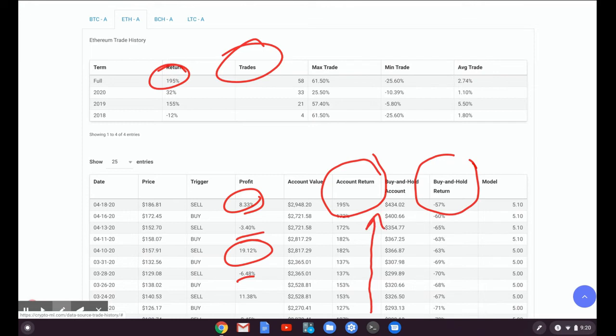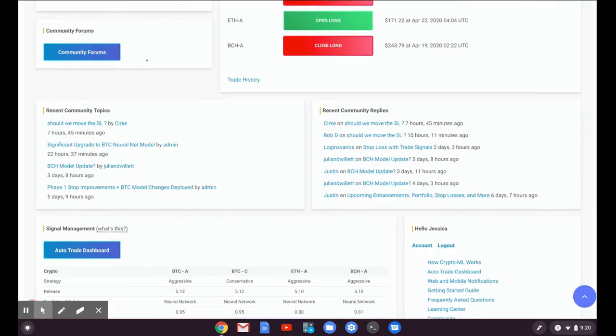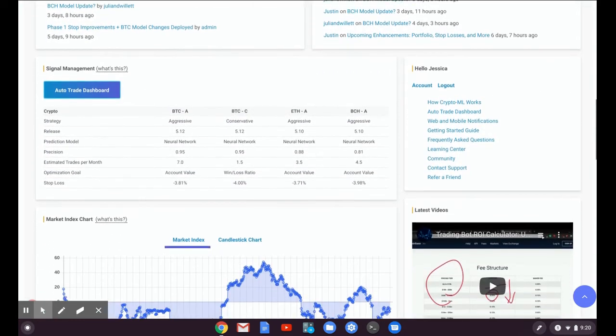Coming back to the member dashboard, you will find a variety of additional resources at your disposal. Notably, you can access your account page where you configure notifications, manage your subscription, edit your forum profile, and more.